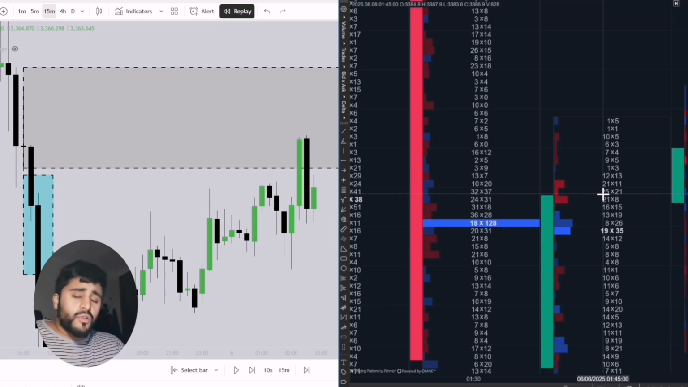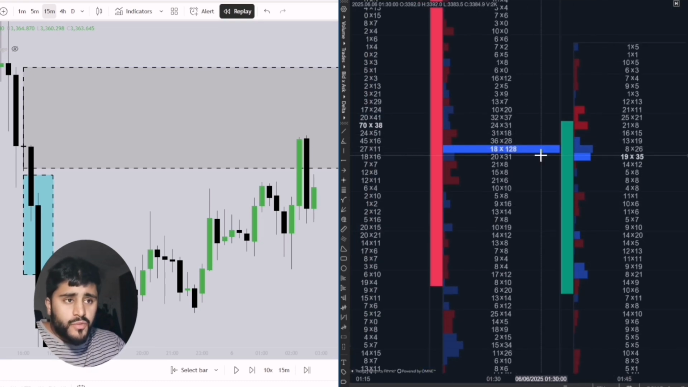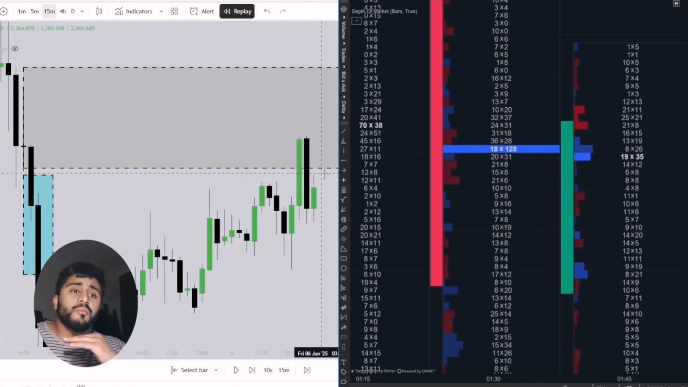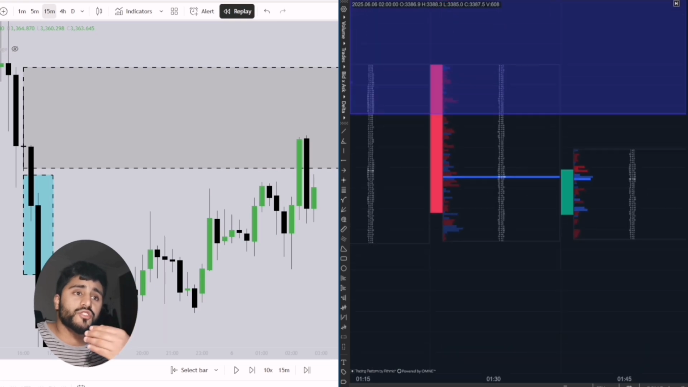It's 18 for 128. So what does that mean? That's roughly 6, 7, or even 8 times as many aggressive buyers as sellers. This is so important to understand. If you see significantly more aggressive buyers than sellers, but the market is failing to break above this zone, that is showing you that the buyers are struggling. That's important to understand, and only the ATAS platform can show you that.